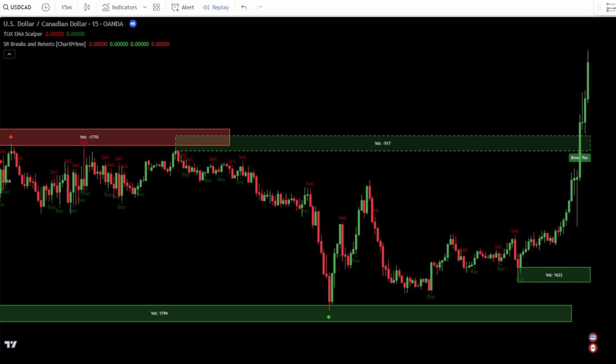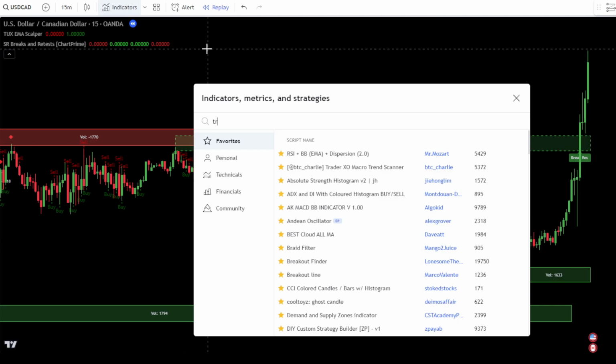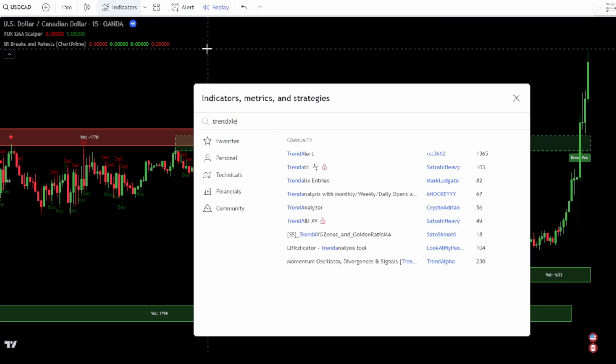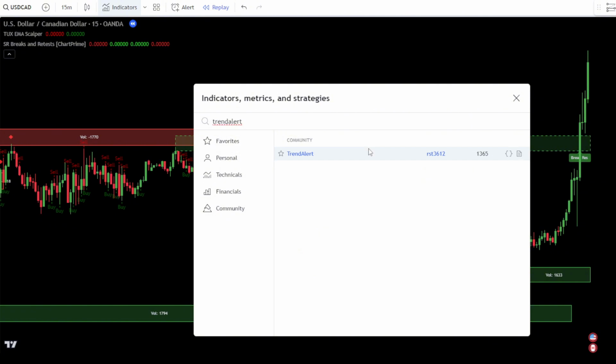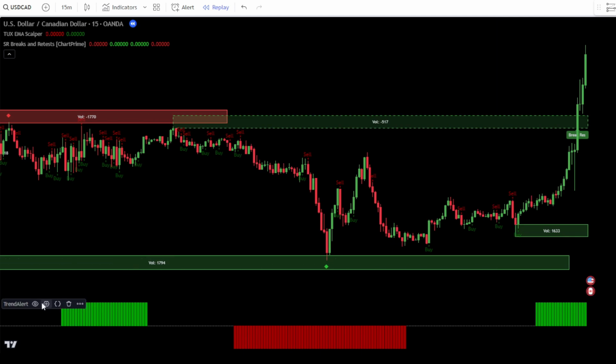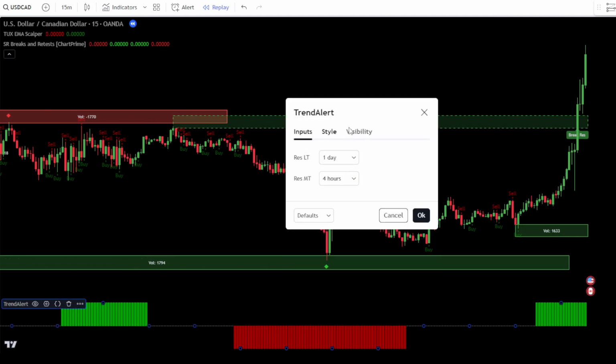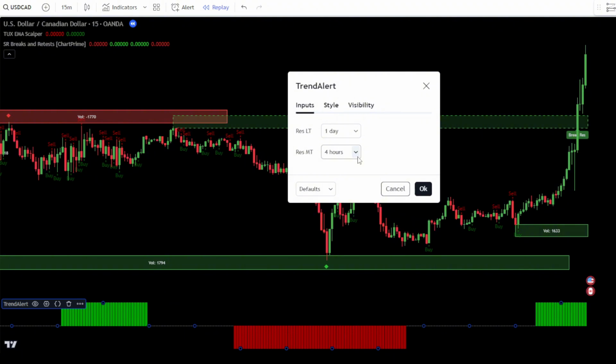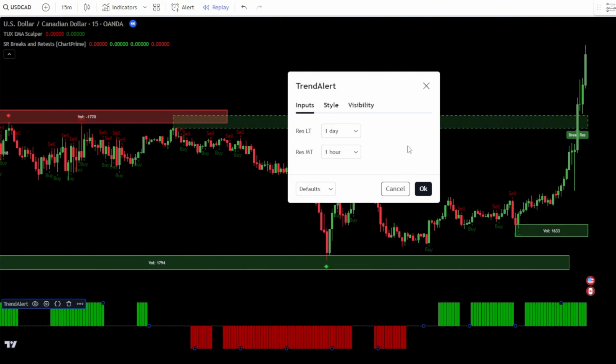To help you identify the market trend, add one more indicator that will serve as a trend guide. Go to the Indicator Search tab and type Trend Alert. Then, select the Trend Alert indicator from this creator. Next, make a few adjustments to the Trend Alert indicator. In the Input tab, change the Rest MT option to 1 hour. Once done, simply click OK to confirm the changes.